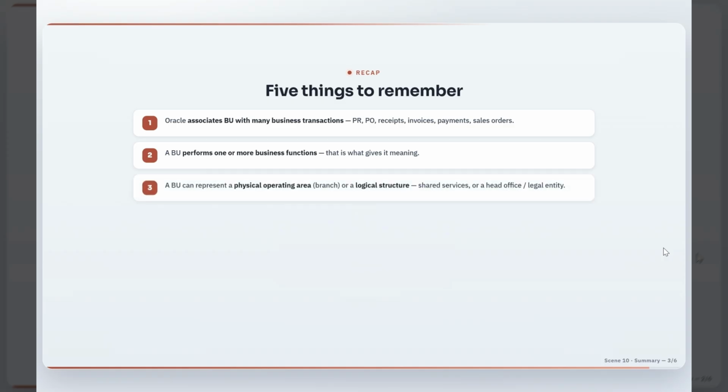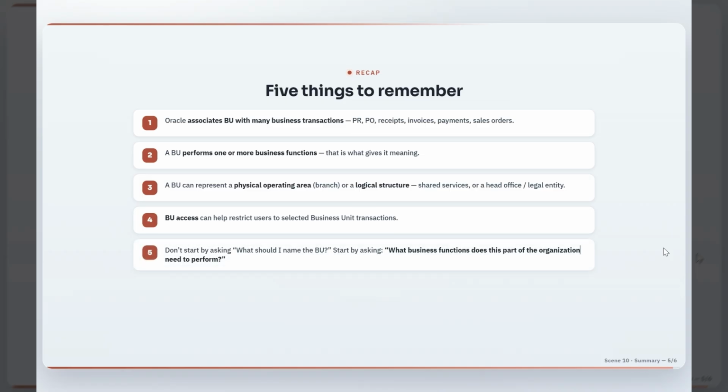3. A BU can represent a physical operating area, such as a branch, or a logical structure, such as shared procurement, centralized payments, or head office processing. 4. BU access helps restrict users to transactions belonging to selected business units. Remember Alex, module access determined what he could do, while BU access determined where he could do it.